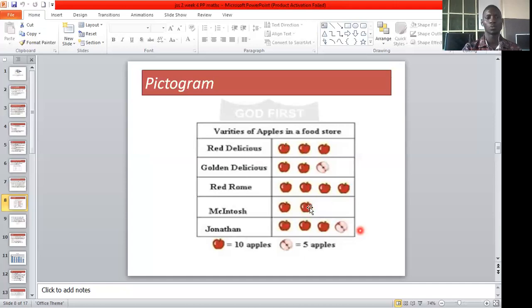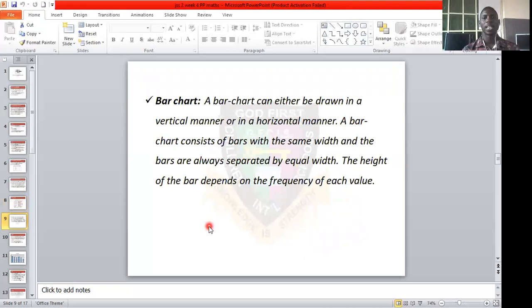So we'll go to bar chart. In a bar chart, let me just take a note for you. A bar chart can either be drawn in a vertical manner, you know what a vertical manner is, straight down, or in a horizontal manner. A horizontal manner is a cross line. So a bar chart consists of bars, that is, information is represented in bars. You can tell from the name, bar chart.